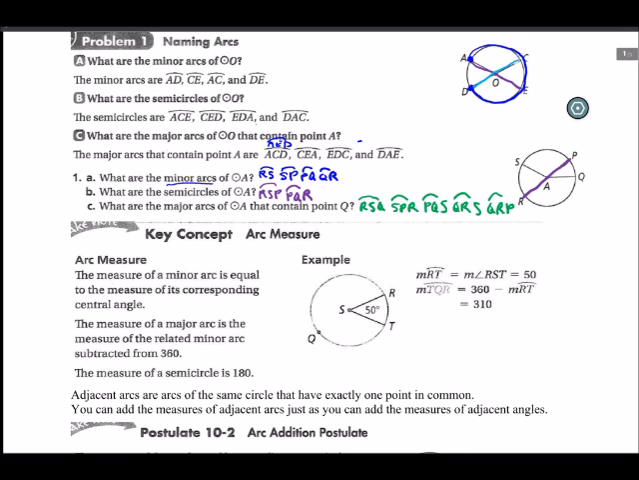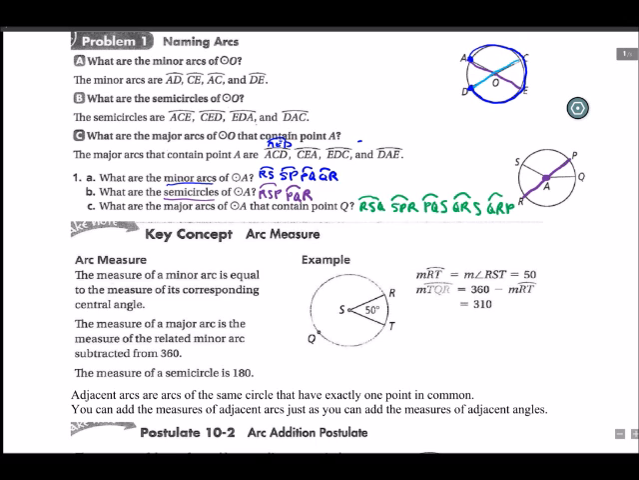That was a pretty easy problem. There was a lot going on in there. So our minor arcs, I just started at R and did all the little pieces: RS, SP, PQ, QR, anything less than a semicircle. And then our semicircles, I found my diameter. I know it's a diameter because it passes through the center. And so that's RSP and PQR are the semicircles.